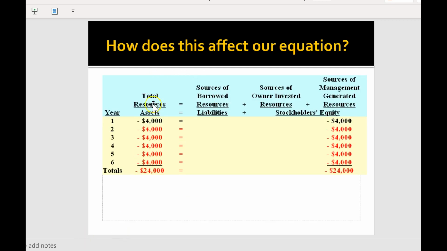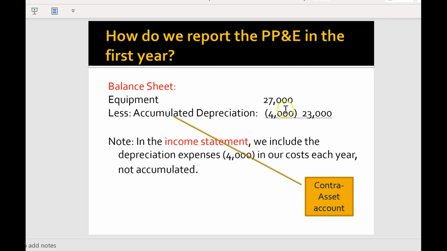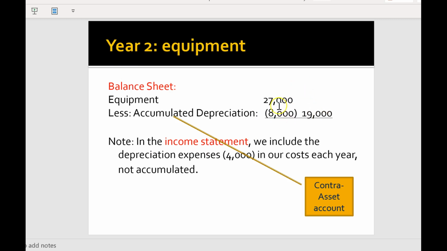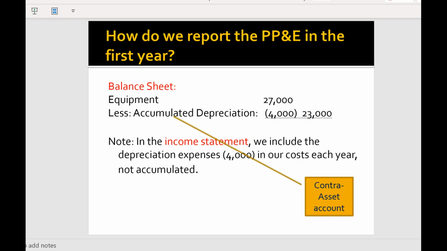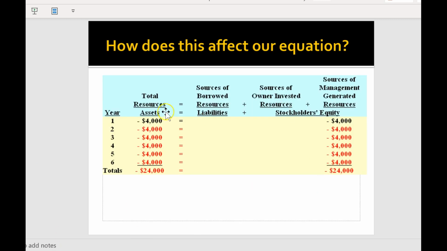So if we look at all 6 years, every year the asset decreases by 4,000. This can be seen here. The first year it decreases by 4,000. The second year it decreases by another 4,000, right? 23 minus 19, that's 4. So every single year it decreases by 4,000. At the end of the day, overall it decreases by 24,000, which means the remaining value will be 3,000. The original cost minus the 24,000 depreciation, that is the 3,000, which is exactly the remaining value.